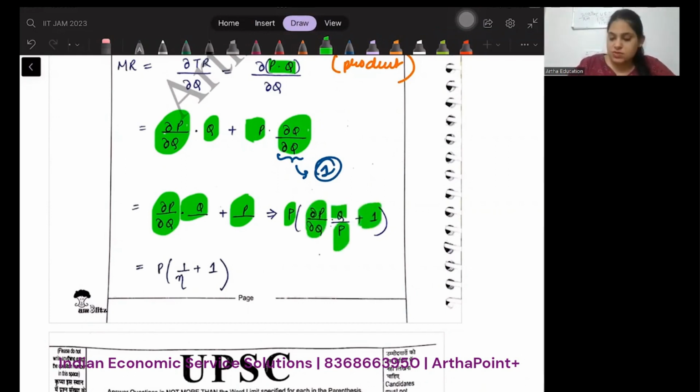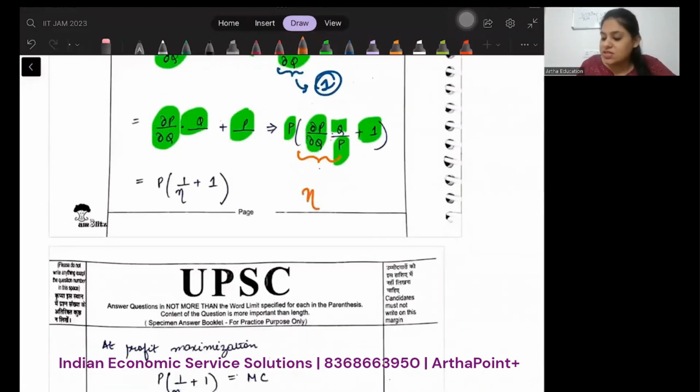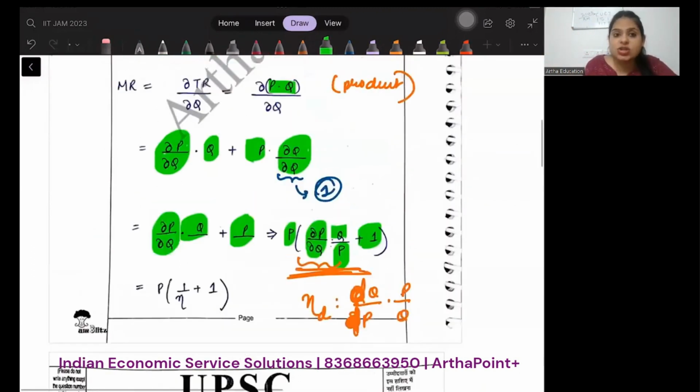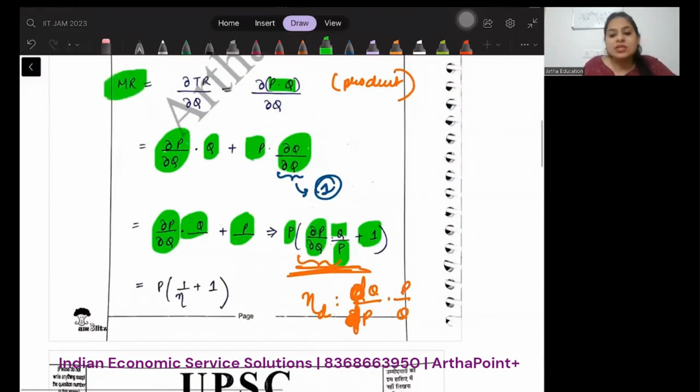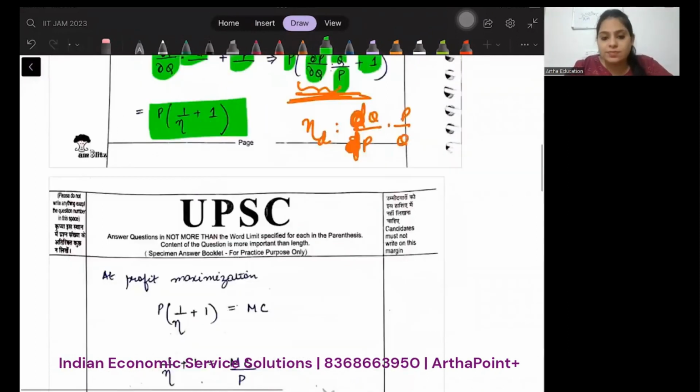Now, what is this? This is the inverse of elasticity. What is elasticity of demand? It is how quantity changes as price changes into initial price by initial quantity, how Q changes as P changes into P by Q. And this is just the opposite of that, so this is basically 1 by elasticity. So I have got that my marginal revenue can be rewritten as P into (1 by elasticity plus 1).